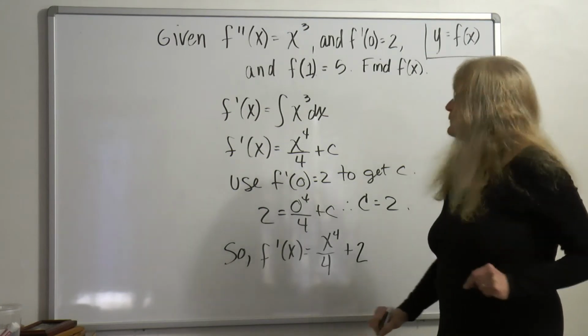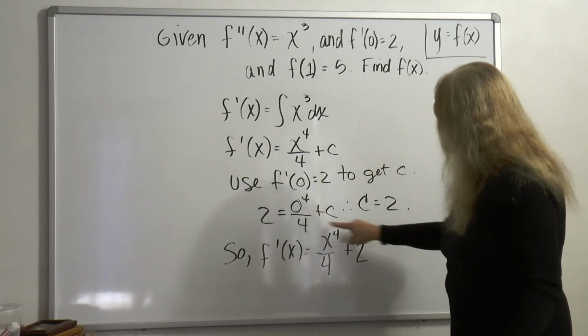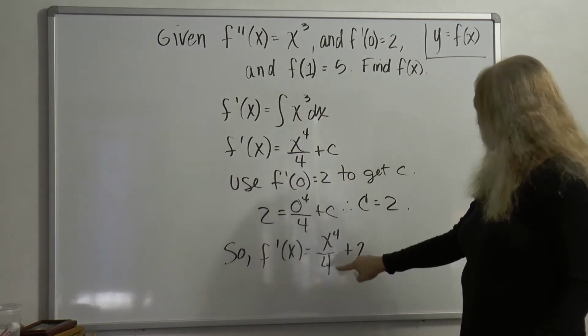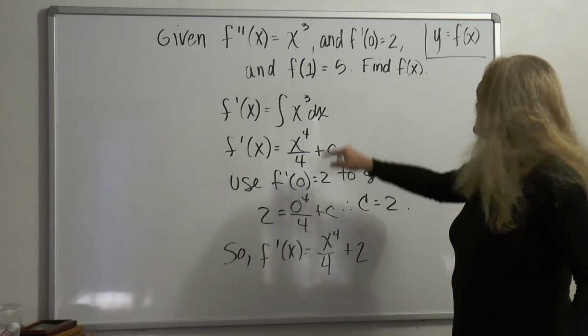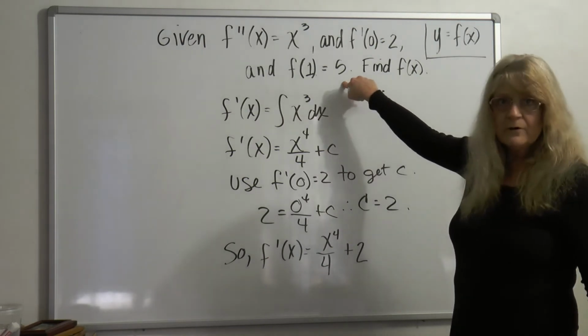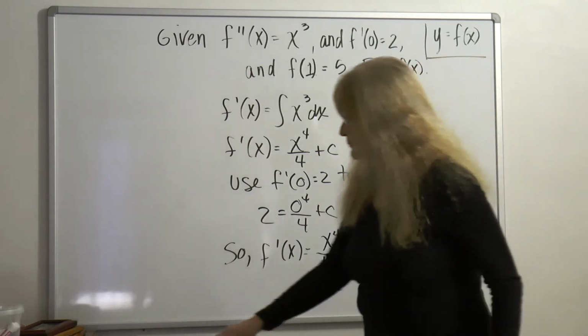Okay, so we're halfway there. This is what I'm trying to find. So now that I have an exact amount for f prime, I'm going to integrate this, and then I'm going to have a plus c, so I'll use this information to find out what that c is, and that'll give me my position function.